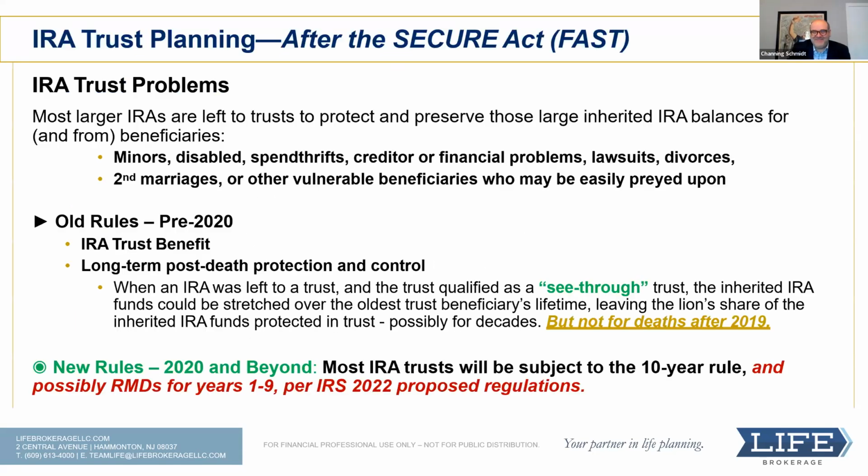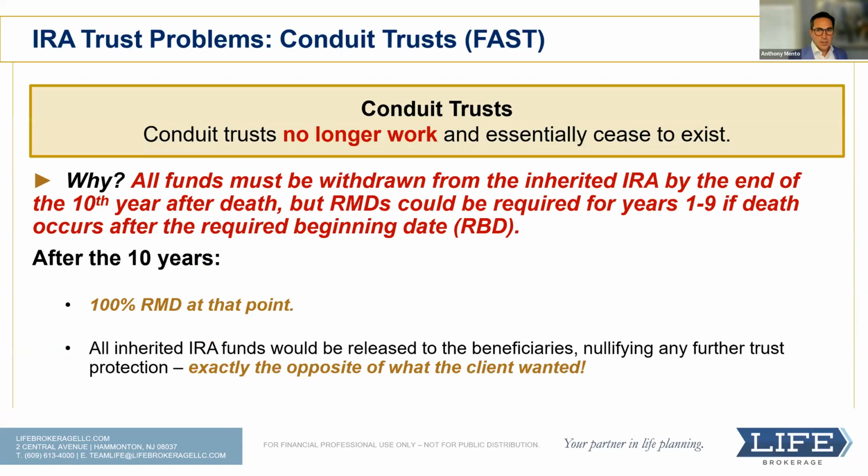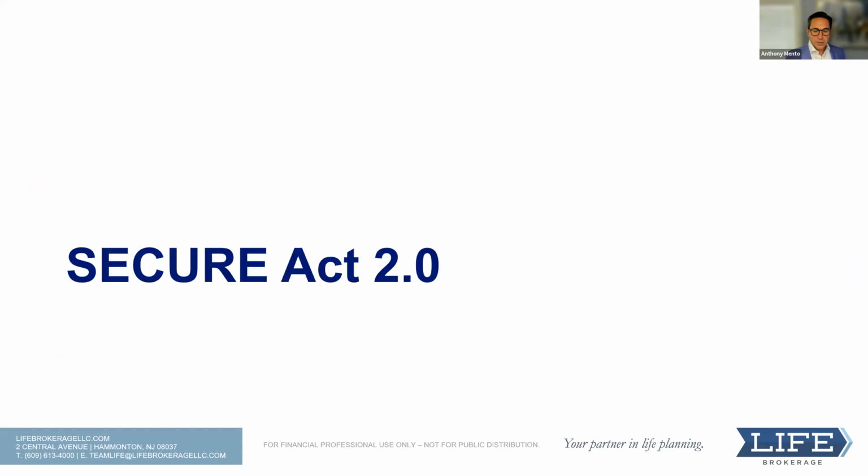You're totally right, Anthony. So really quick, IRA trust problems. Most larger IRAs were left to trusts. That no longer works. In addition, trust tax brackets at $14,450 hit the highest rate, 37%. So the second objective, minimizing taxes, kind of blows that story. The first objective, controlling the money and protecting your loved ones, is also out the window because of the 10-year rule. So again, these are great reference pieces.